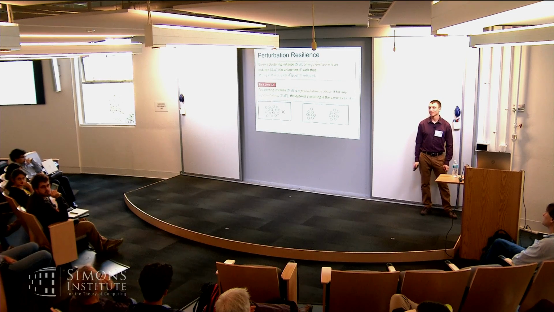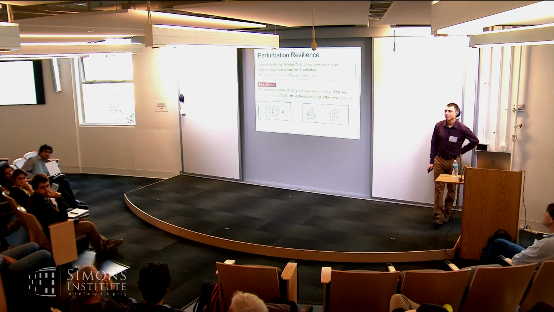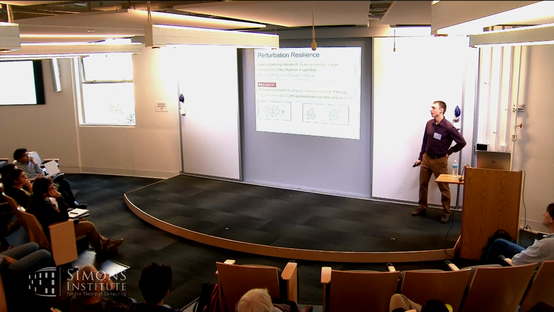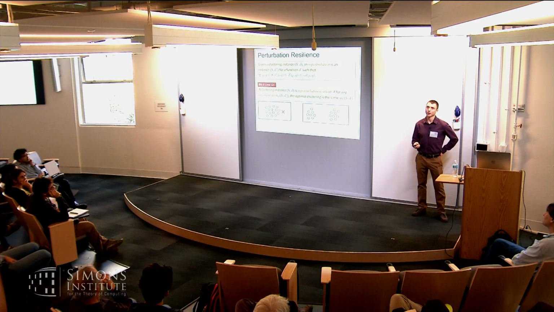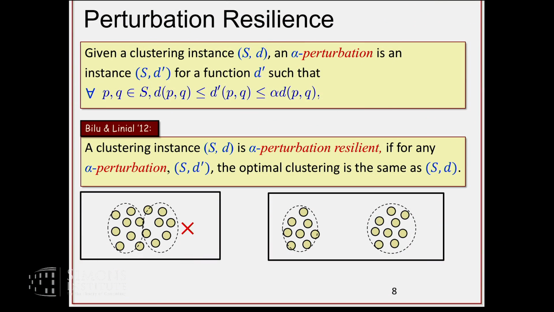Yep? Surely what you just said can't be quite accurate, because if you choose alpha very, very small, even in the left case, it would still be alpha perturbation resilient, no? Yeah. In the next slide, I'll get into exactly what our goal is for this line of work, but you bring up a good point. If you take alpha to be 1, then every single clustering is perturbation resilient. If you take alpha to be 100, it's like huge amounts of structure. They're very far apart.